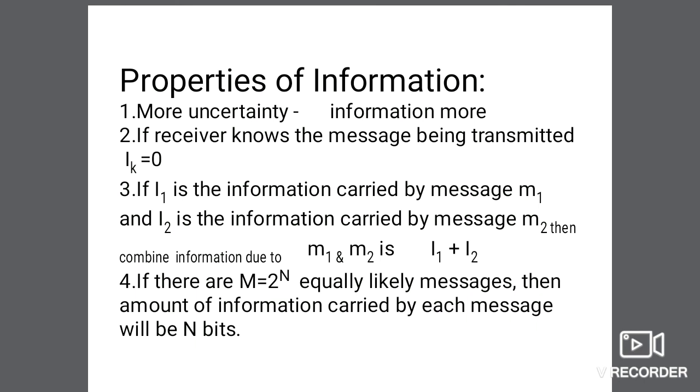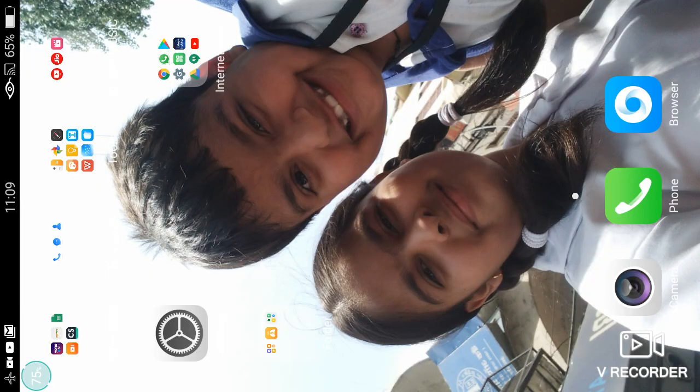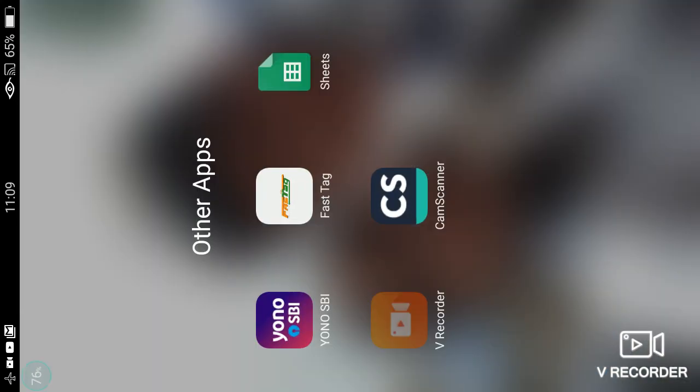Then the fourth basic property is very important. If there are M equal to 2 to the power n equally likely messages, then the amount of information carried by each message will be n bits. These basic properties of information, we will discuss some examples related to them, and we can solve these.